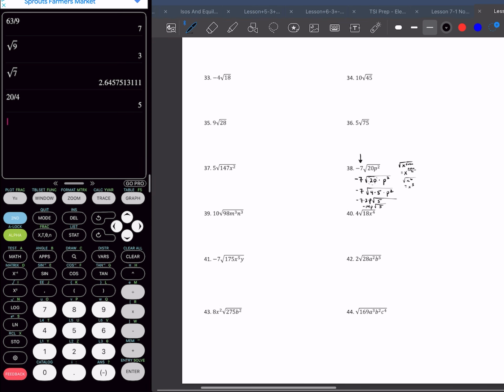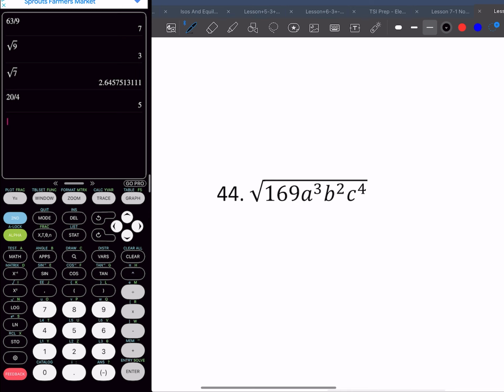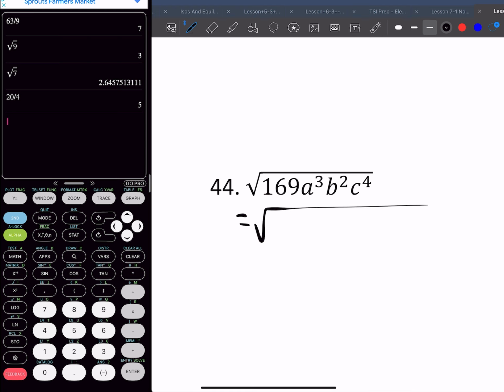Let's take a look at this one right here. Number 44: the square root of 169 times a to the third times b to the second times c to the fourth. Okay, so let's go ahead and rewrite this as the square root of 169 times a to the third times b to the second times c to the fourth.